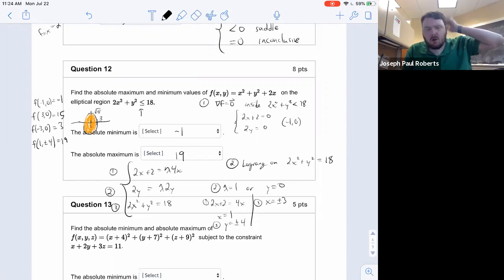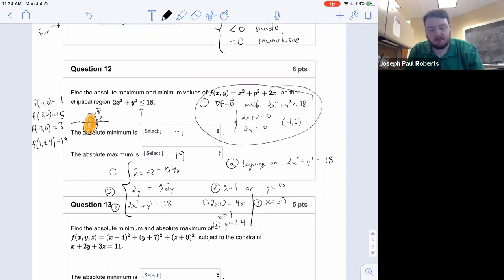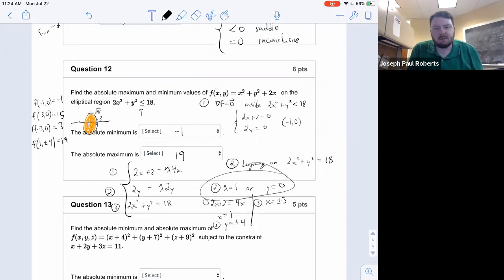So I think the other wrong choices came from either forgetting about this inside step, or missing these two possibilities here, being careless with that. But there we go.